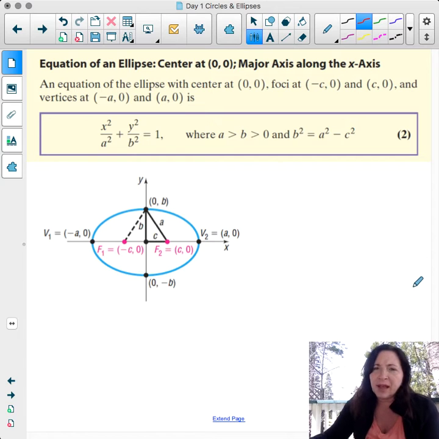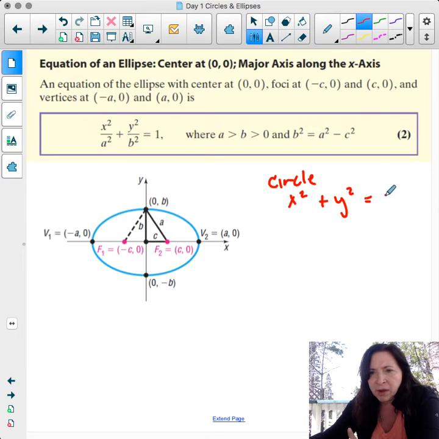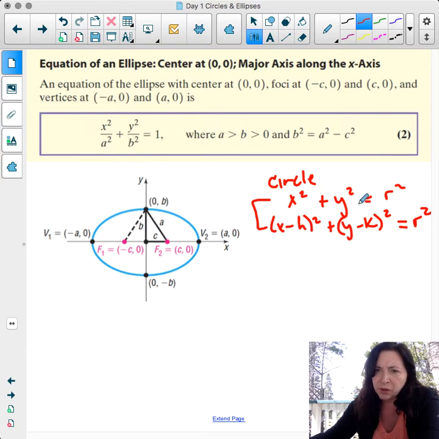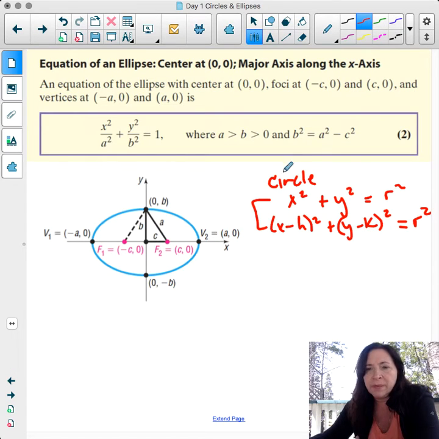So an ellipse has an equation that's separate from a circle. If you remember, for a circle with the center at 0, it's just x squared plus y squared is equal to my radius squared. And we wrote that as x minus h, quantity squared, plus y minus k, quantity squared, is equal to my radius squared. The difference between these two equations is that this is a circle with a center at 0, and this is a circle with a center at h, k, meaning not 0, okay?